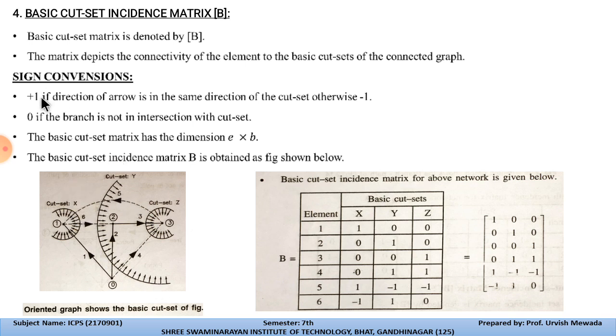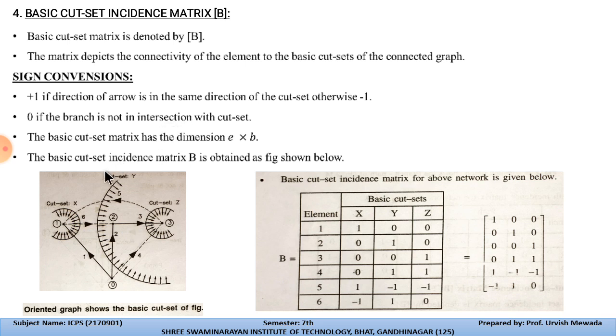First of all we'll write the sign convention. For the sign convention, +1 is taken if the direction of the arrow is in the same direction as the cut set. As I explained, this is the direction of the arrow, which is in the same direction as the cut set over here, so it is taken as +1. And over here this is the direction of the arrow, and this is element number 6, so you can see that both are in the opposite direction, so it is taken as minus. And 0 if the branch is not in the intersection, meaning if there is no intersection. Cut set x is not related with branch number 3, so it is taken as 0.